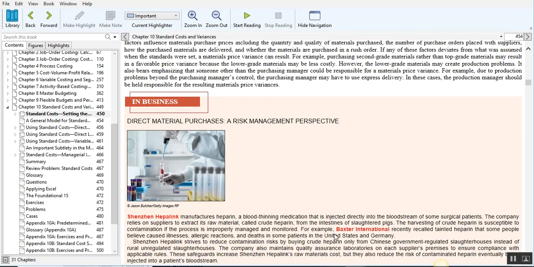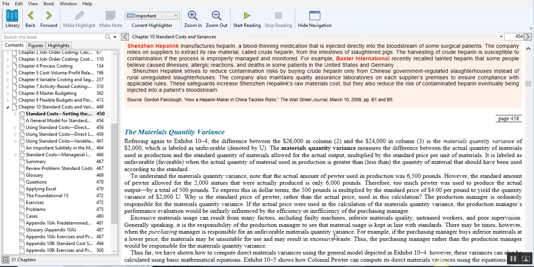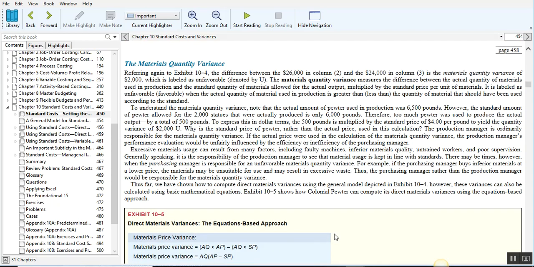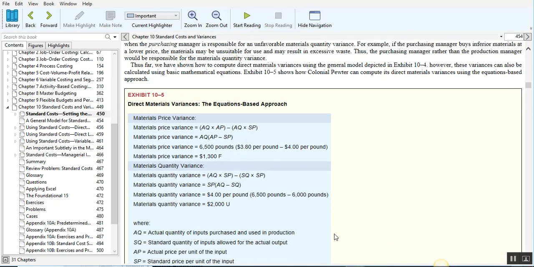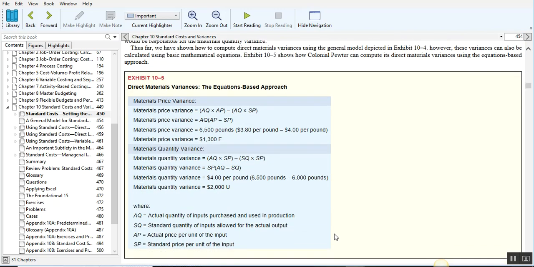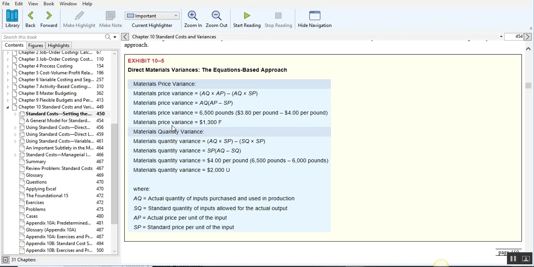So those are the variances we're looking at for materials and quantity. And there's a lot of information here to explain what that means and how you would do that. But here are, in Exhibit 10.5, the equations that you would use to identify different variances. Now, using the formulas we were above, we would take actual quantity times actual price minus actual quantity times standard price. We could rewrite that as actual quantity times actual price minus standard price. That gives us a standard price variance.